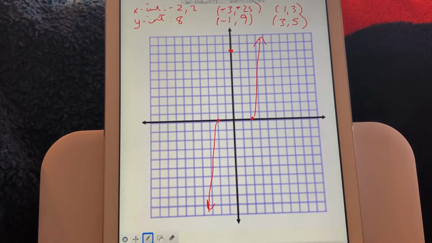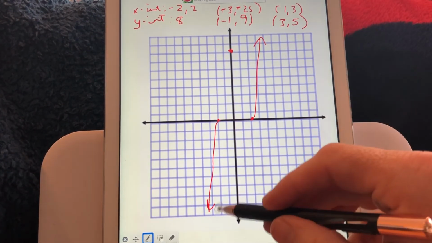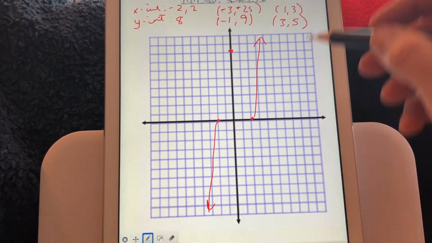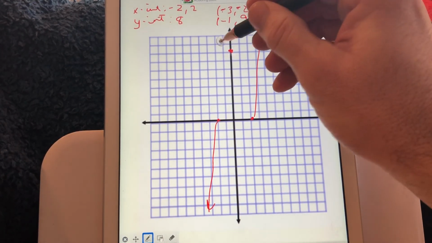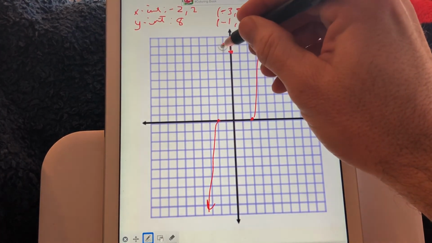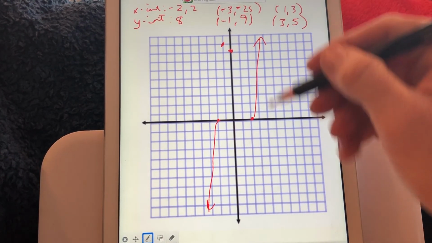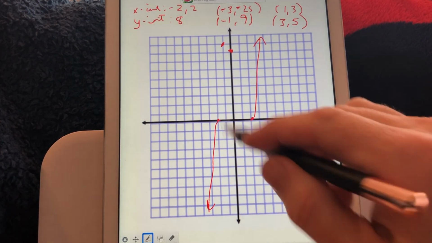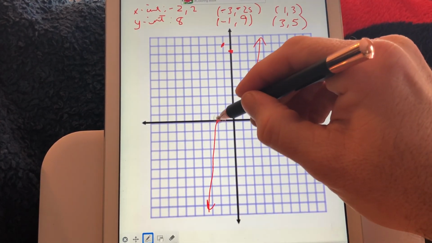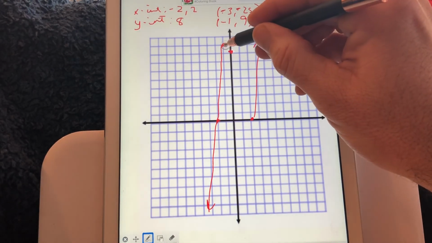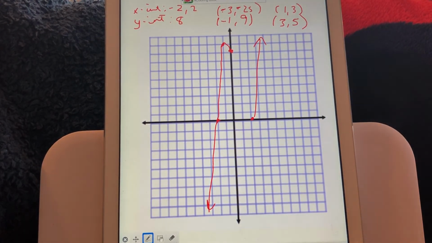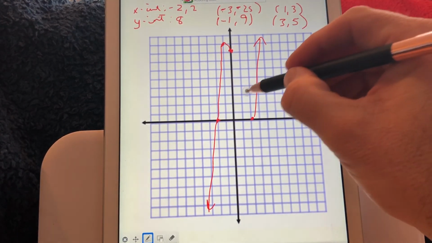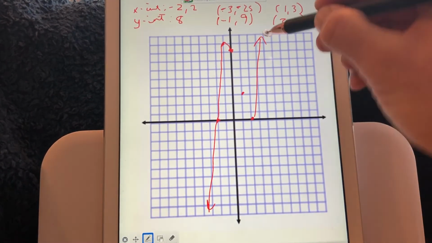Okay, so we've got a few more points we want to plot here. We had -3, -25. That would be taken care of with our end behavior. Same thing with 3, 5 here. Okay, so -1, +9. I want to plot that one just to have a clearer idea of what's happening. Remember, this x-intercept had a multiplicity of 1, so we should be crossing the x-axis, which we are. Okay, and I want to start coming back down to that y-intercept. When I plugged in +1, I got 3. So we're going to plot that point there.